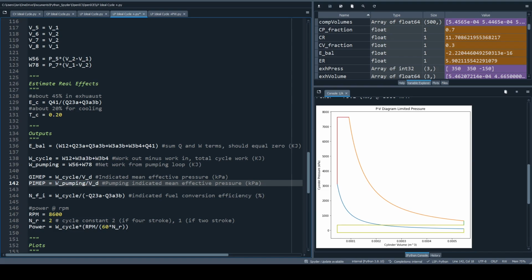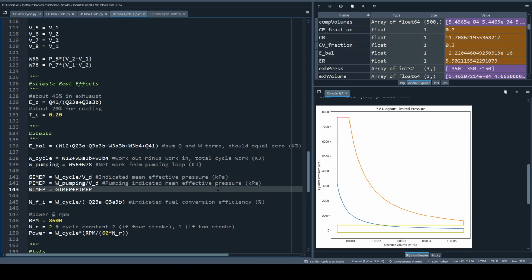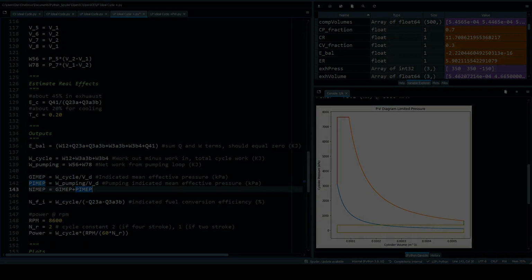So now we have the pumping work, and with that, we can actually get our net indicated mean effective pressure. It is just going to be the two of them combined. So again, we're going to add it here. That's because PIMEP is going to be negative. So this is really gross indicated minus pumping work.